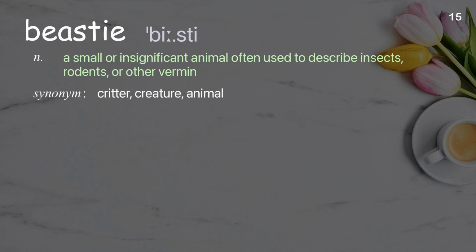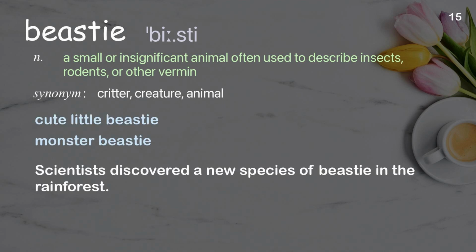Beastie. A small or insignificant animal often used to describe insects, rodents, or other vermin. Examples: Cute little beastie, monster beastie. Scientists discovered a new species of beastie in the rainforest.